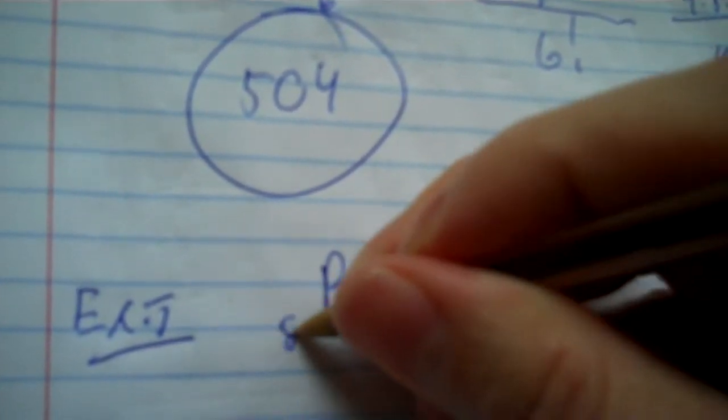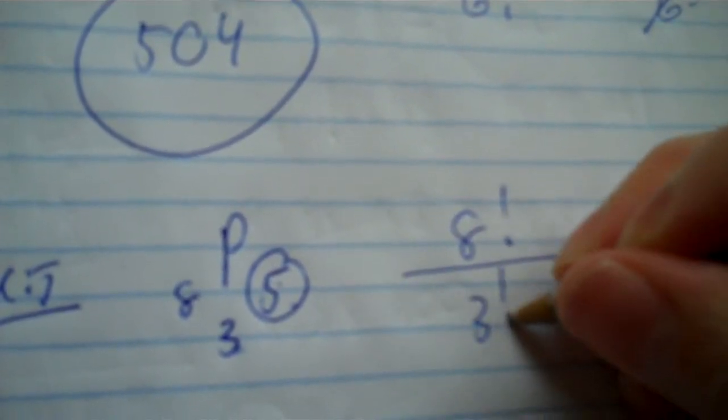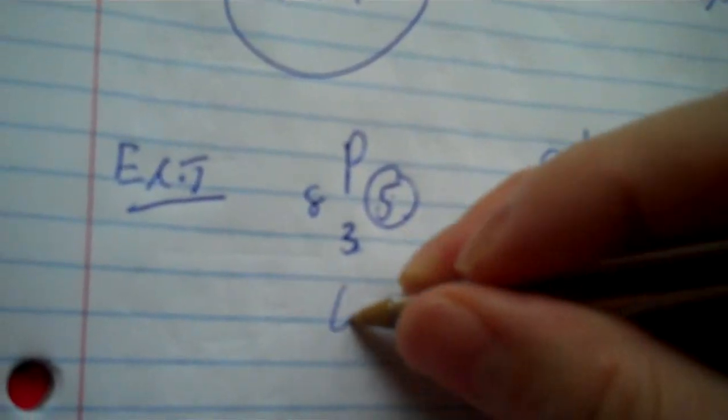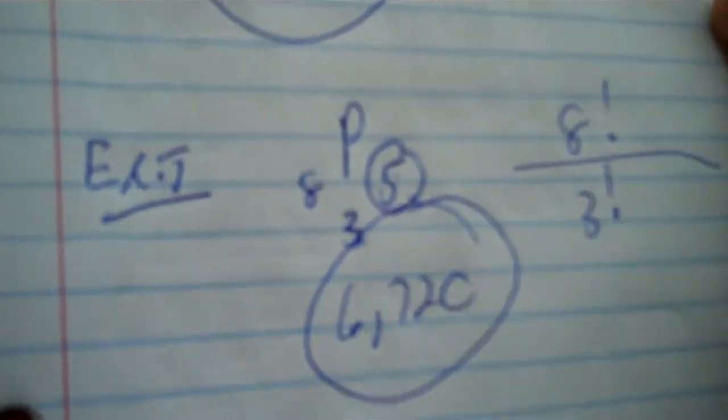Okay, example 5. You got P, and then it goes 8 and 5. So you care about the first 5 places. You drop the final 3 places. So we keep the 5, and we need to put this 3 here, okay? So 8 times 7 times 6 times 5. Now when I get to the final 3 places, I stop because then those can be canceled out. Okay. So 8 times 7 times 6 times 5 times 4, 6,720. Possible rankings of 1st through 5th: 1st, 2nd, 3rd, 4th, 5th.